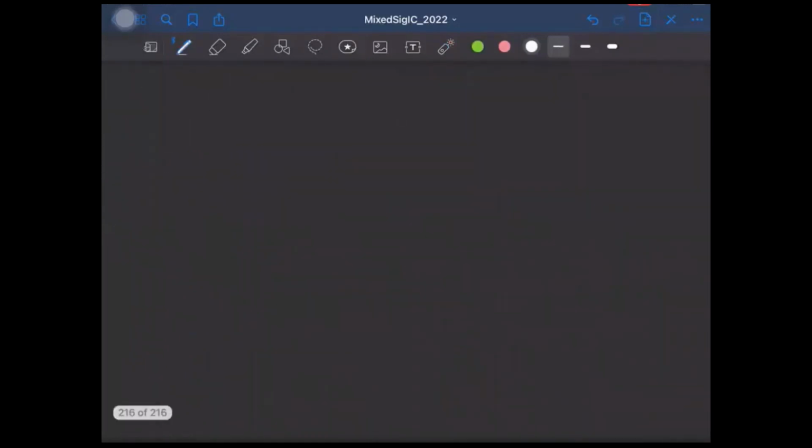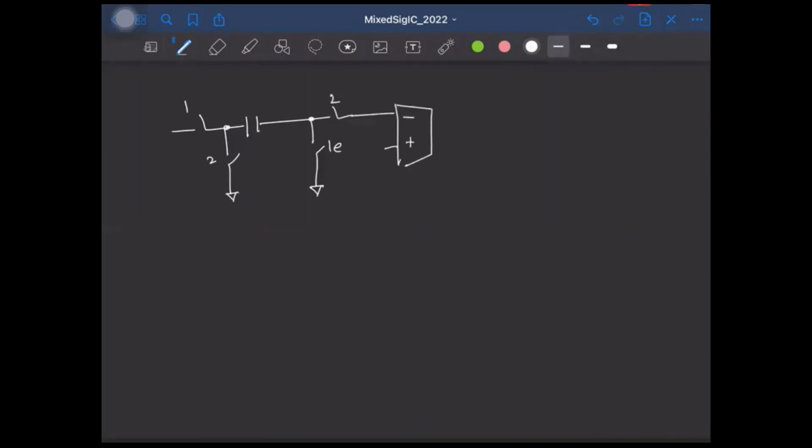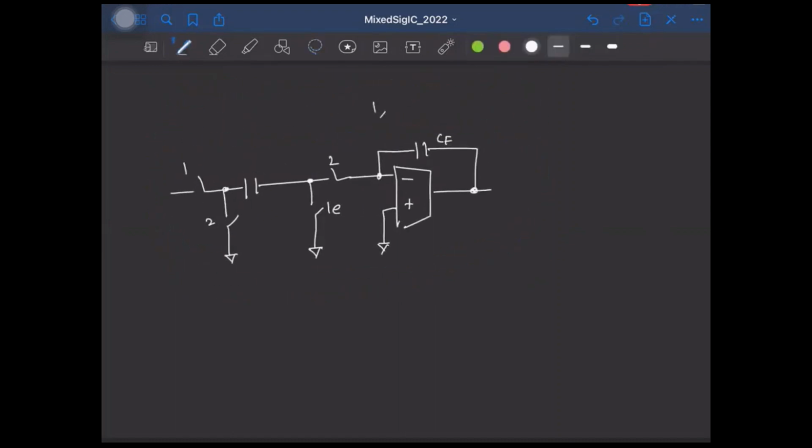Okay, so let me draw the circuit we have once again. So this is φ1, this is φ1E, both are φ2. So this is CF. These are reset to ground during the phase φ1, right? And let me push this up.